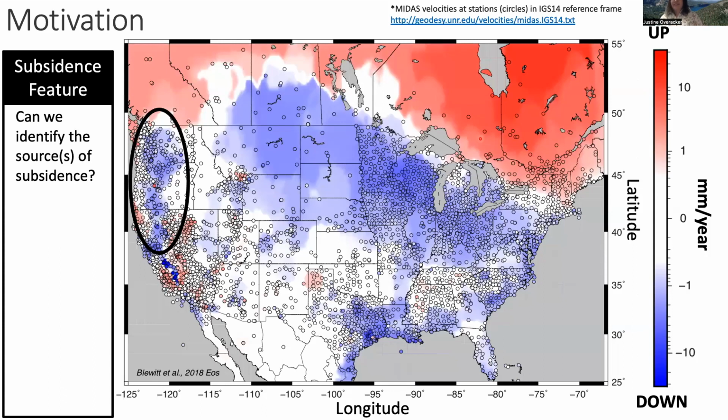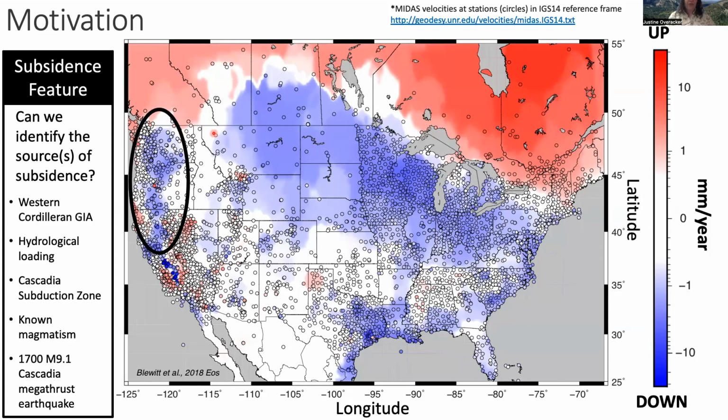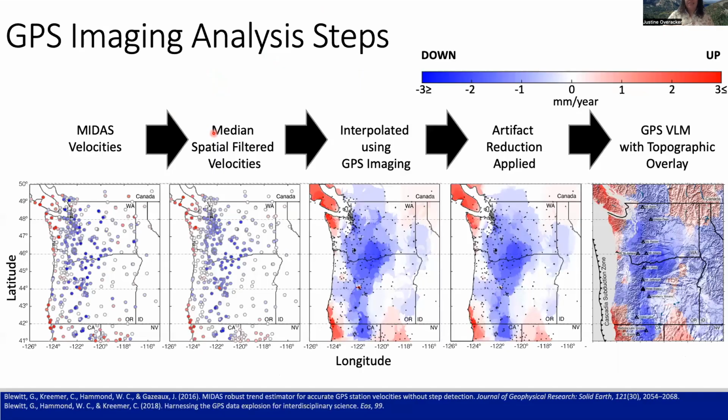So here we ask, can we identify the source of subsidence here with GPS imaging? Unfortunately, I do not have enough time to tell you everything I've done for this chapter, but I will give you some highlights, which are going to focus mostly on GIA and the megathrust event from 1700. So we're just going to jump right into it.